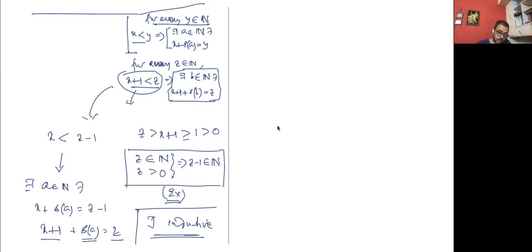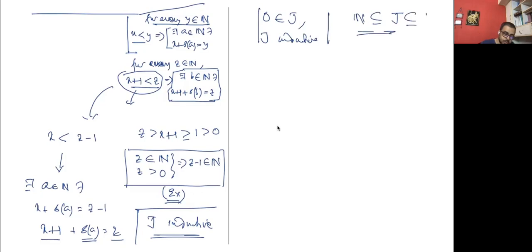So now we have both of these, which means that n is contained in J, but we started with a J which was a subset of n to begin with. So you have J equal to n. And the conclusion from that is that J was the set of all those x's for which that statement holds.